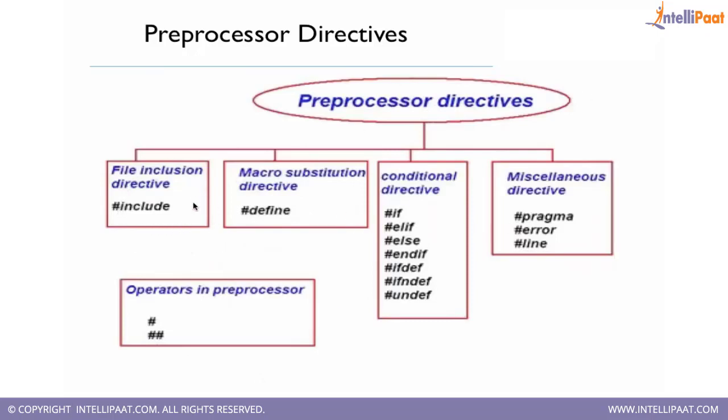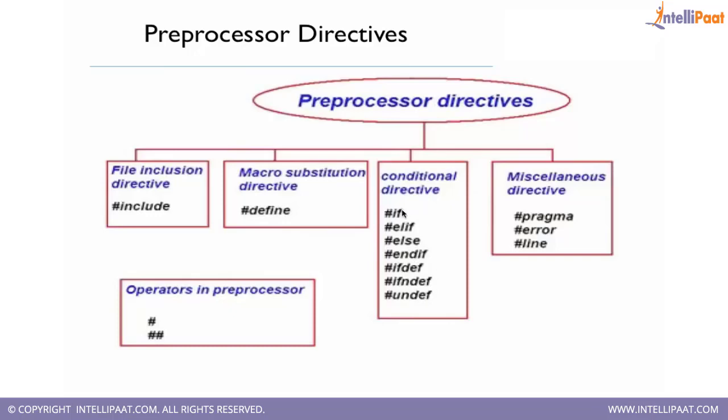So this is a map of how preprocessor directives are used. This is file inclusion, which we have used a lot, hash include stdio.h. Then the macro substitution directive, where we define some variables, or define some inline function or small functionality, which can be used in a program again and again. Conditional directives are like conditional compilation.